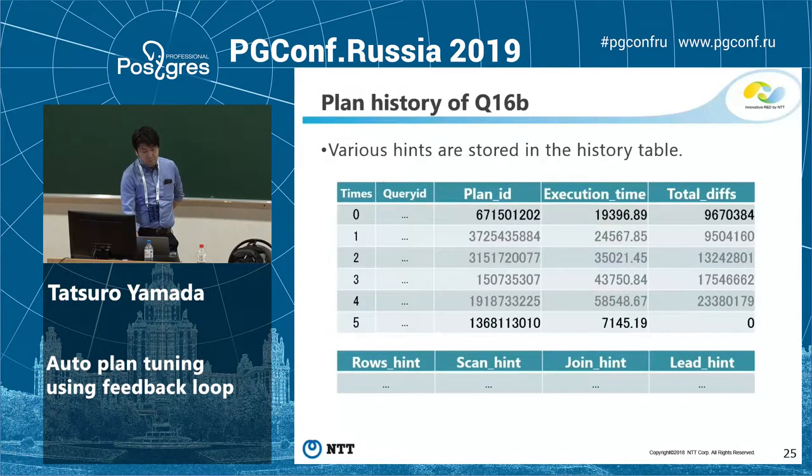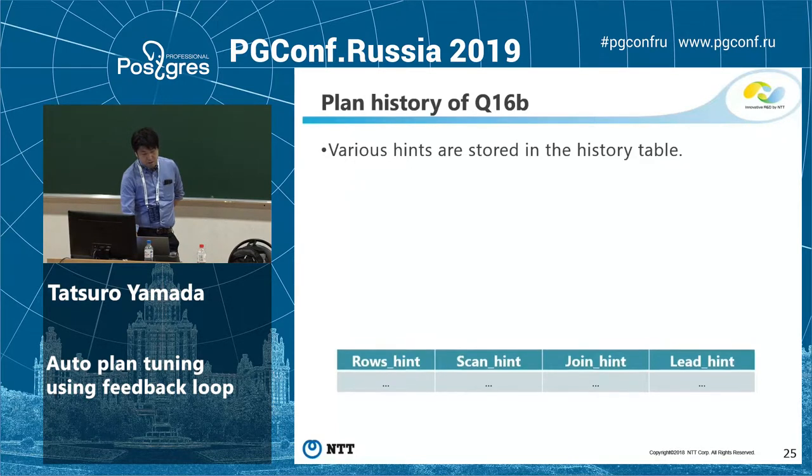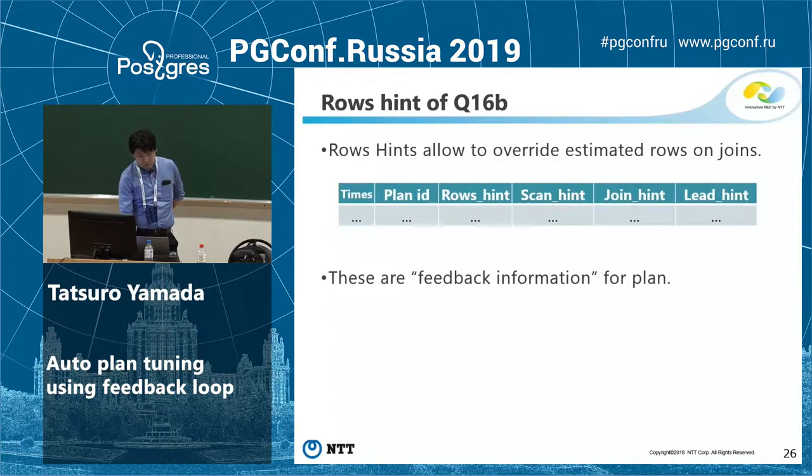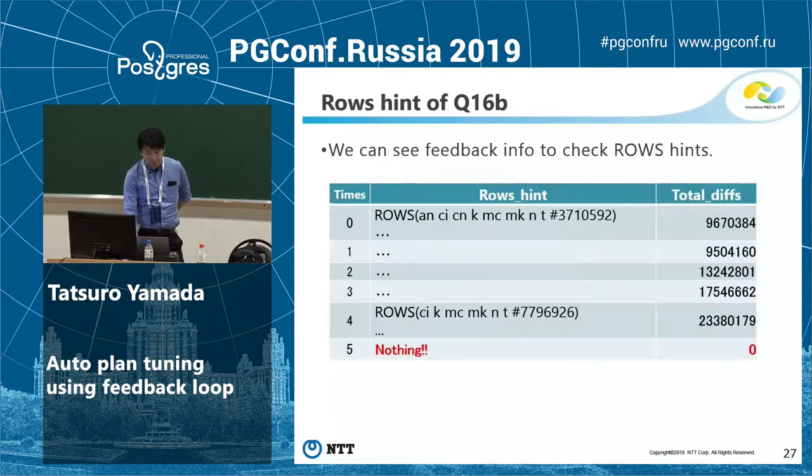Next up, I'm going to explain various hints briefly. There are four types of hints in the table. Let's take a look at the rows hint column. The rows hint column has feedback information. It means corrective information. You can see that rows hint is stored every time.